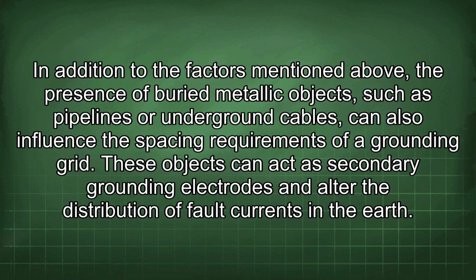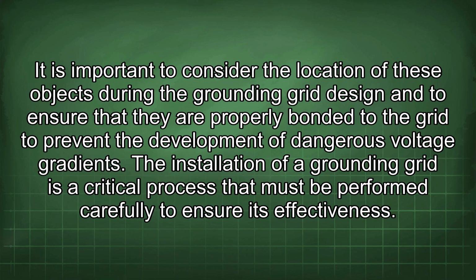In addition to the factors mentioned above, the presence of buried metallic objects, such as pipelines or underground cables, can also influence the spacing requirements of a grounding grid. These objects can act as secondary grounding electrodes and alter the distribution of fault currents in the earth. It is important to consider the location of these objects during the grounding grid design and to ensure that they are properly bonded to the grid to prevent the development of dangerous voltage gradients.